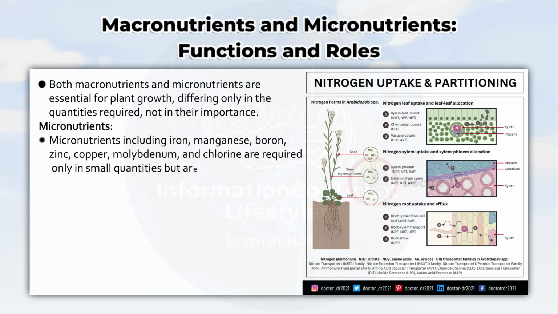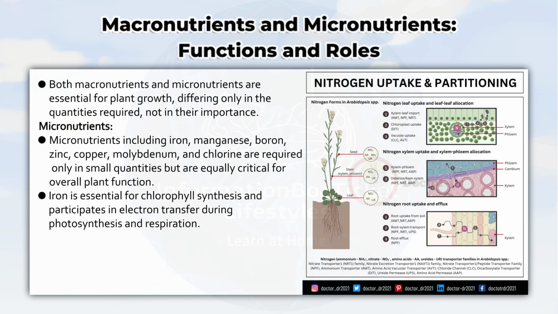Micronutrients. Micronutrients, including iron, manganese, boron, zinc, copper, molybdenum, and chlorine, are required only in small quantities, but are equally critical for overall plant function. Iron is essential for chlorophyll synthesis and participates in electron transfer during photosynthesis and respiration.